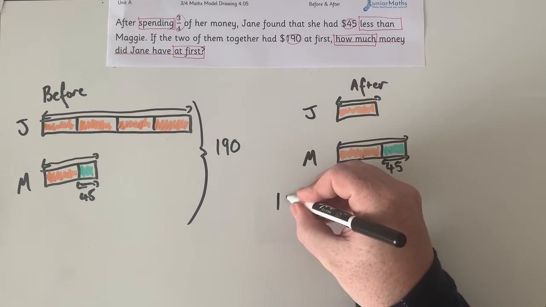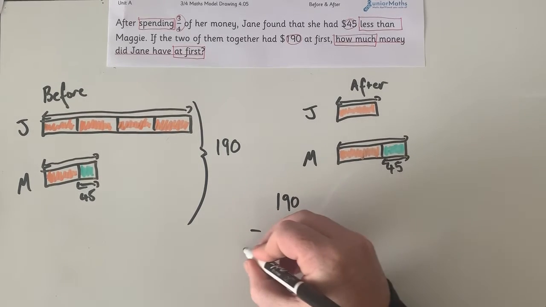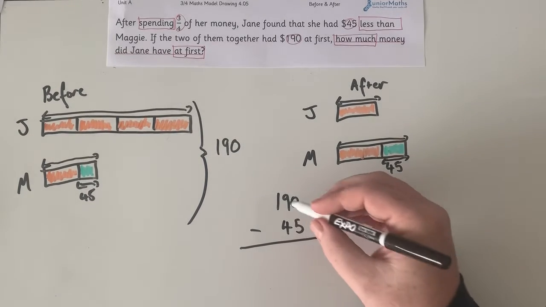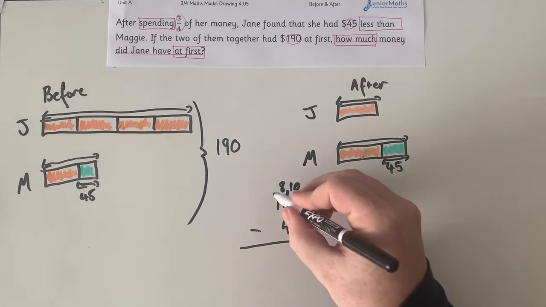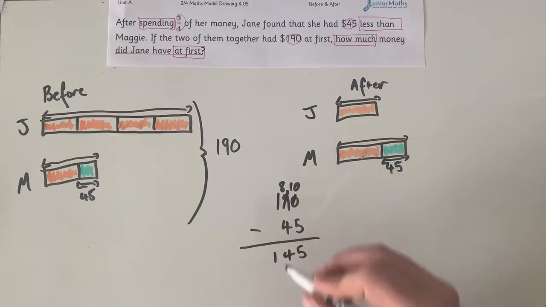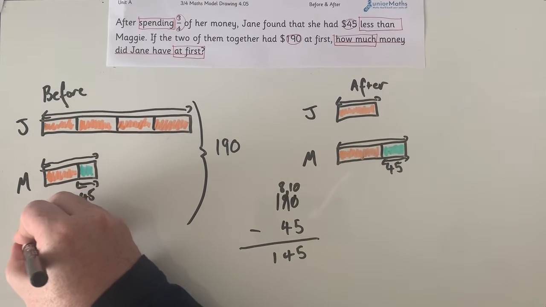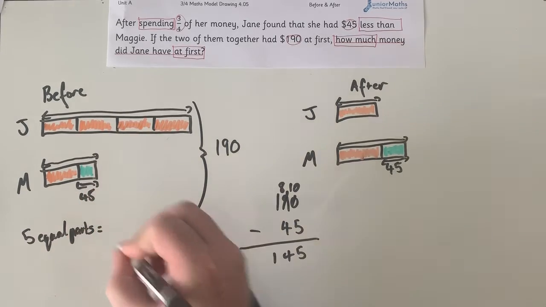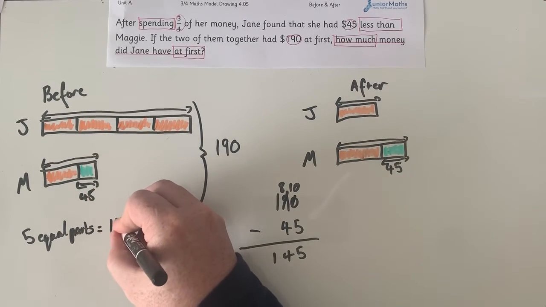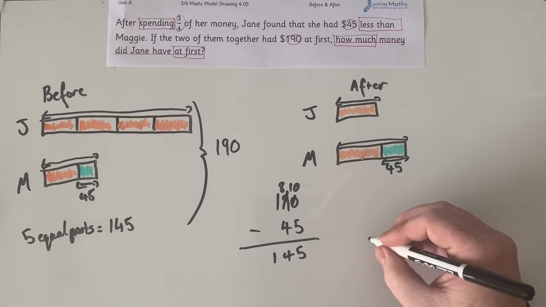So 190 take away 45 equals, 10 take away 5 is 5. 8 tens take away 4 tens is 4 tens. So 5 equal parts, I'll write here, equals 145. Okay, so if that's what 5 equal parts are, let's find out what 1 equal part is.